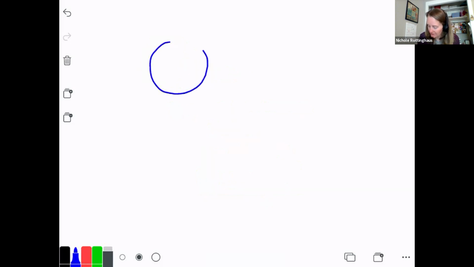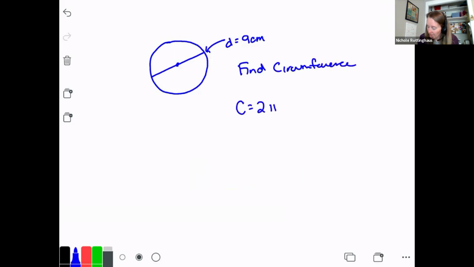Let's do this one. I've got a circle. In this circle though, I'm given that the diameter is 9 centimeters. Okay, so I want to find the circumference. So the circumference is 2 pi r. Okay, but I need the radius. I was given the diameter. Well, if I know the diameter is 9, the radius is half of that. Okay, that's a good thing to remember. The radius is half of the diameter. So 9 divided by 2 is 4.5 centimeters. That's the radius. And I'm going to plug that into my formula.